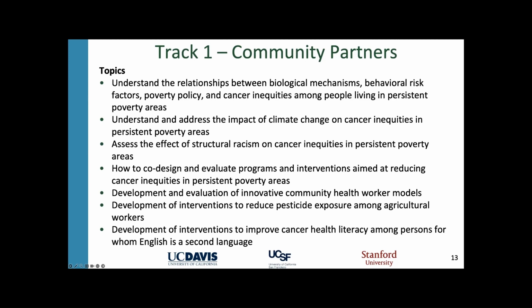Number two, maybe looking at climate change, which is a social determinant of cancer, actually, and what can be done to change the impact of climate change in an area. Maybe assessing the effect of structural racism, redlining, or other institutional or structural ways in which racism has played out in our society and left us with persistent inequities.